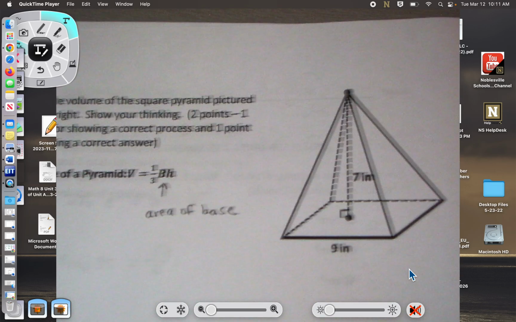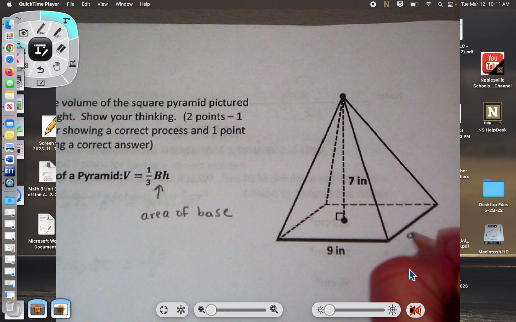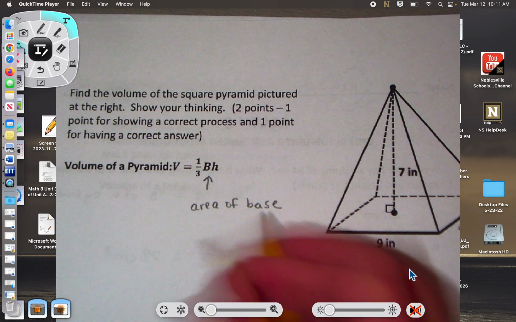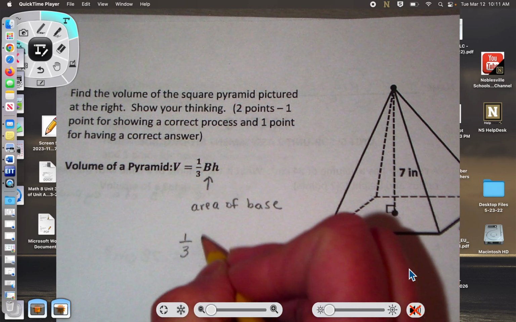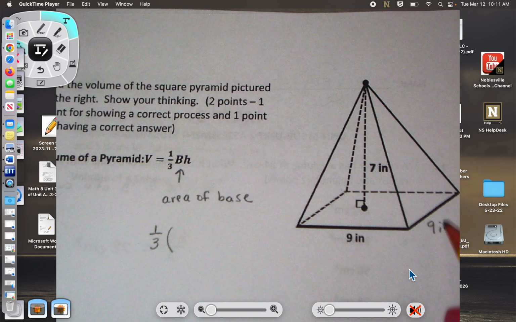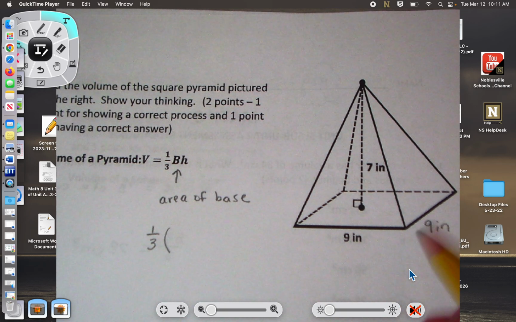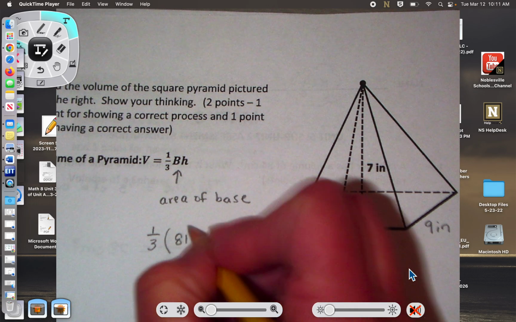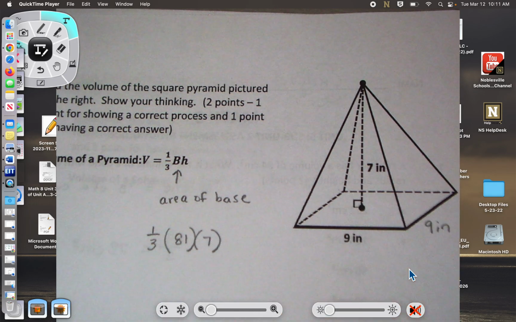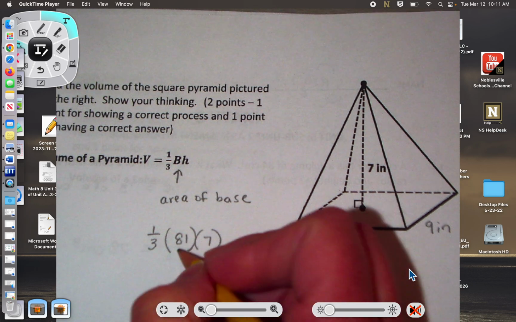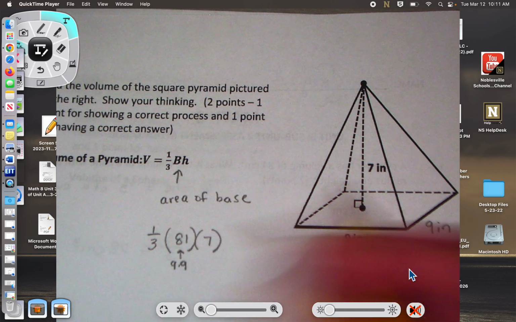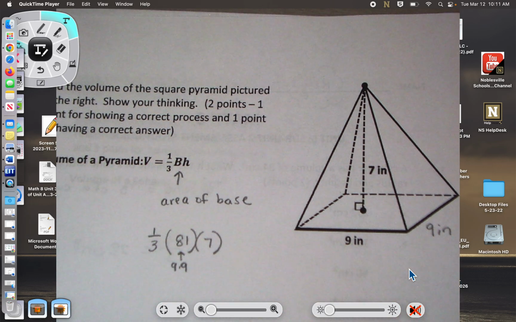If our base is a square, that means that if this is 9, this is also 9, right? So if I wanted to find the area of the base, 1/3, well, what's 9 times 9, right? To find the area of a rectangle, we would do length times width. If it's a square, it's going to be 9 times 9. 9 times 9 is 81, and then the height is 7, right? So I got this from 9 times 9, because that's the base.